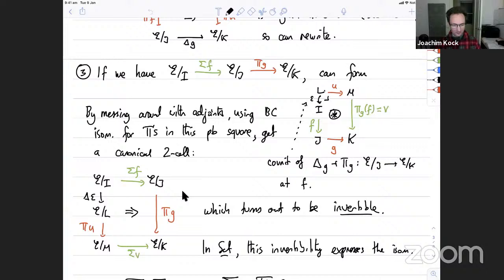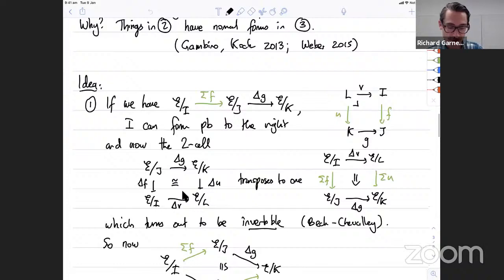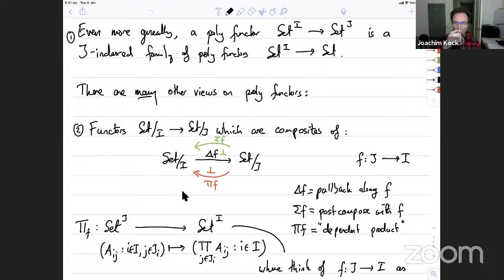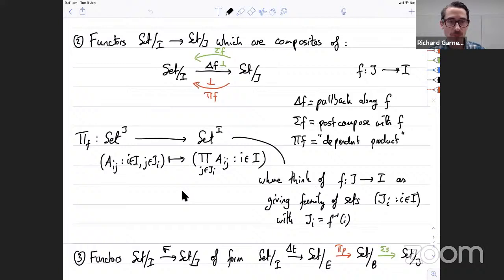And hello again, everyone. So I'm just going to continue from where I left off last time, but maybe I'll just remind you of the key plot points that we saw last time. We started by looking at what polynomial functors on set are between powers of set, or more generally between slices of set. And then we described various different views on polynomial functors on set, and in particular, you had these two different views that they're composites of the delta Fs, pullback functors, their left adjoints, the post-composition functors, and their right adjoints, the dependent products, like this.